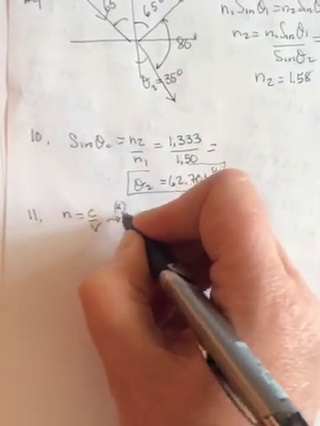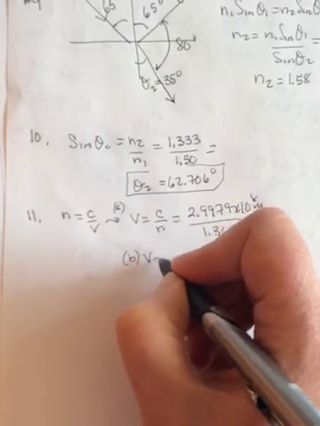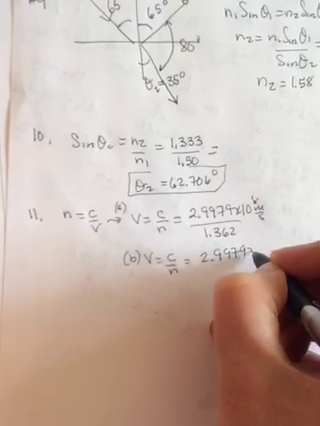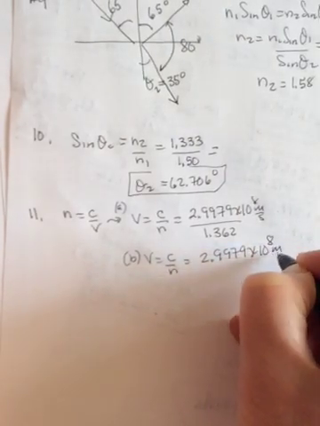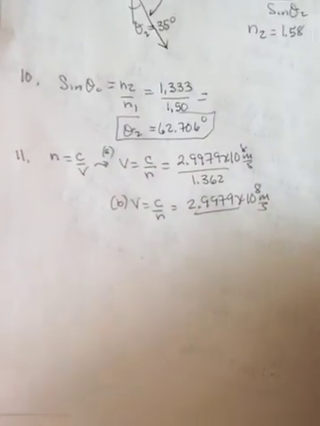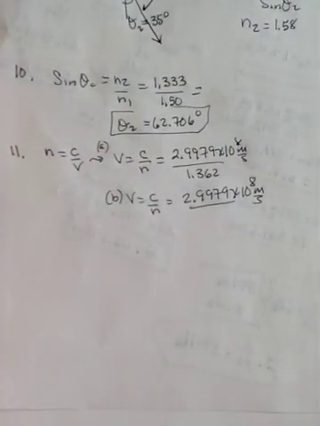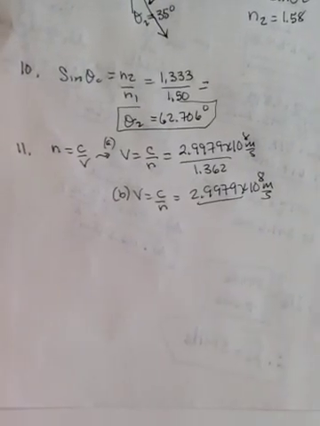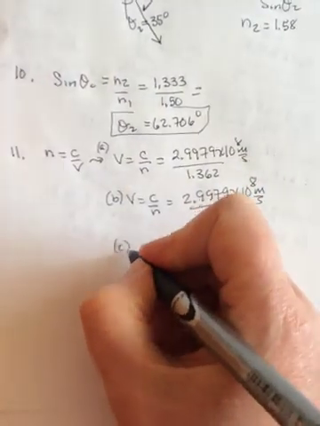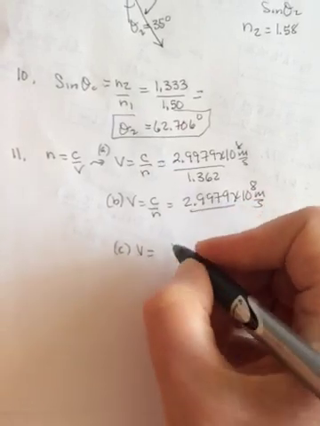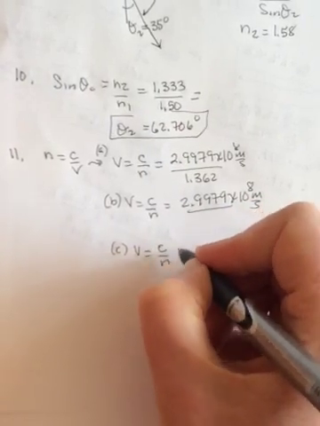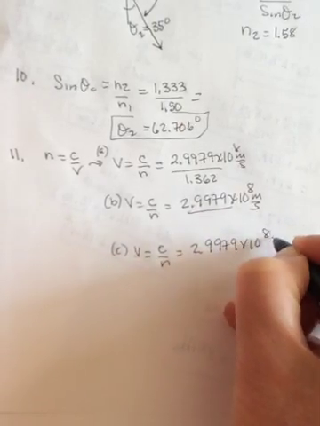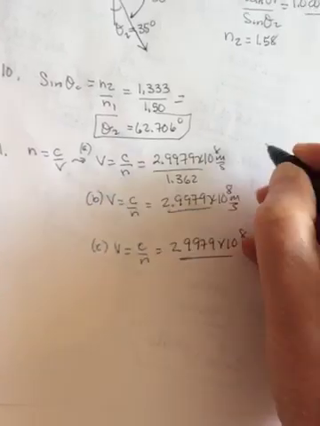For B, v equals c over n, 2.9979 times 10 to the 8th meters per second, and it's flint glass. I need my chart. I'll get that in a minute. And then C is crown glass. So c over n, 2.9979 times 10 to the 8th meters per second over crown glass.